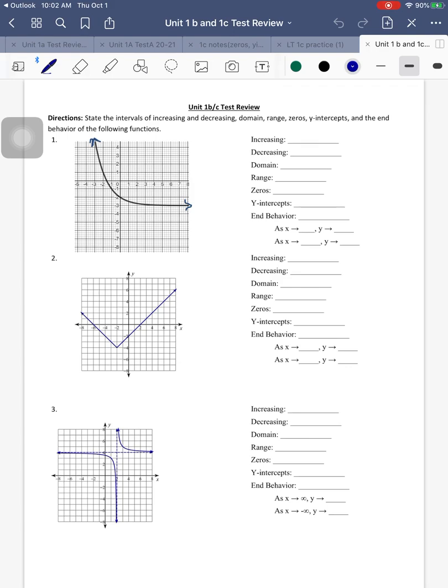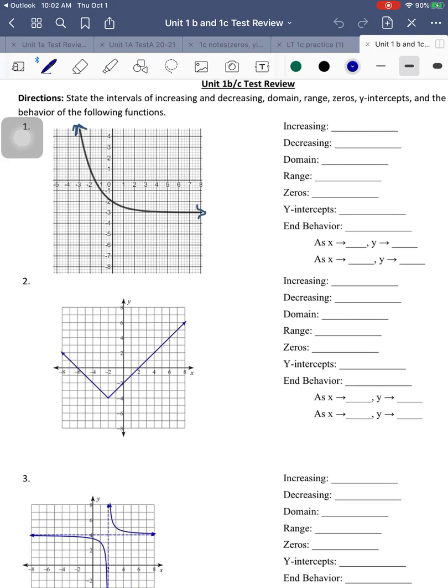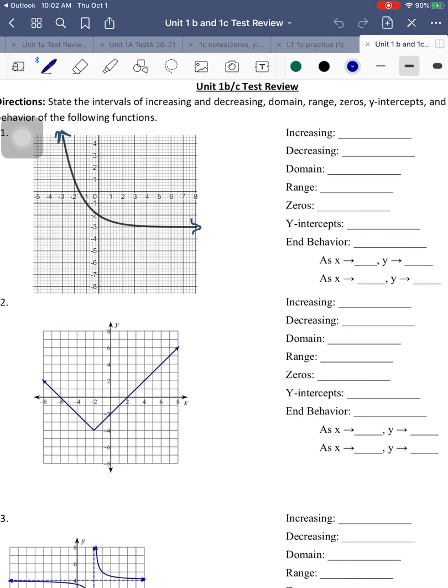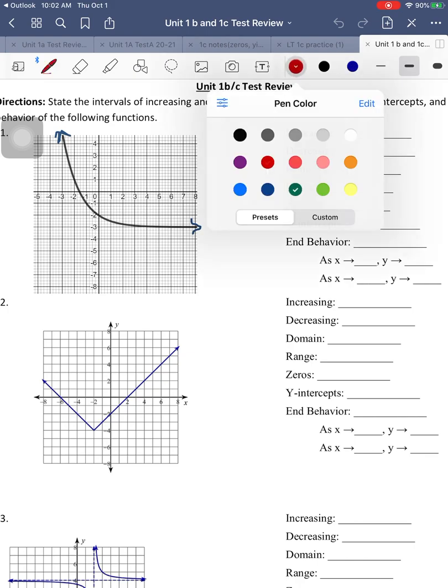Welcome to the Unit 1B and 1C test review, which is talking about increasing, decreasing intervals, domain, range, zeros, y-intercepts, and end behavior of the function. So we're looking at graphs in this case. So let's start off with number one. Number one is an exponential function.